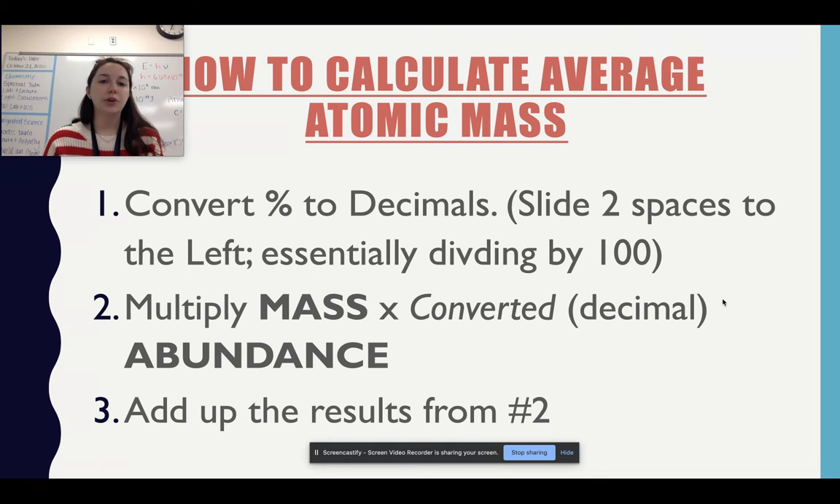Third, you would add up the results from number 2. So once I do my multiply through, I add up all those, and that gives me my average atomic mass. The beauty about this is that if I give you the element, you're able to check yourself on the periodic table because that average atomic mass should equal out to whatever's on the periodic table. Or if I ask you to solve for the element, you just have to go to your periodic table and look for the element. Not too bad.